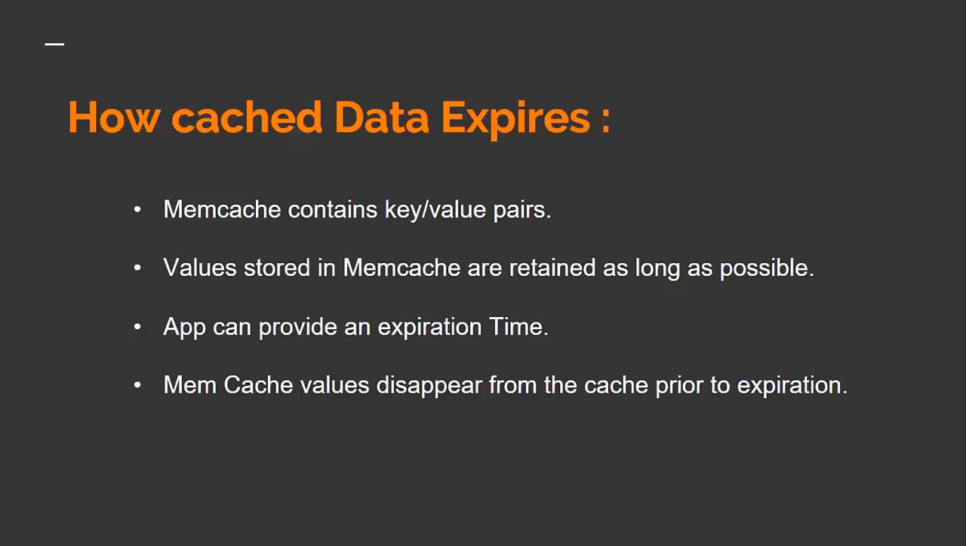When values are evicted due to memory pressure, the least used values are evicted first. The application can provide an expiration time when a value is stored, either as a number of seconds relative to when the value is added, or as an absolute Unix epoch time in the future. This value is evicted no later than this time, though it can be evicted earlier for other reasons.